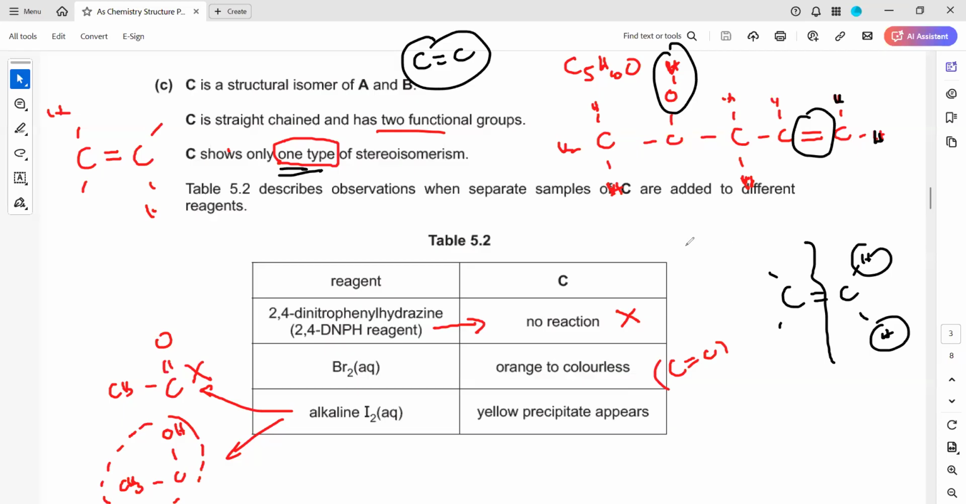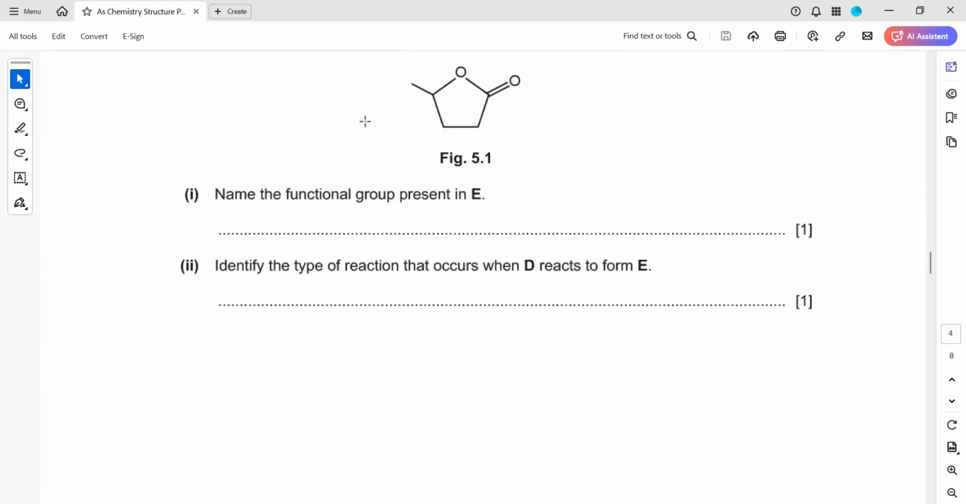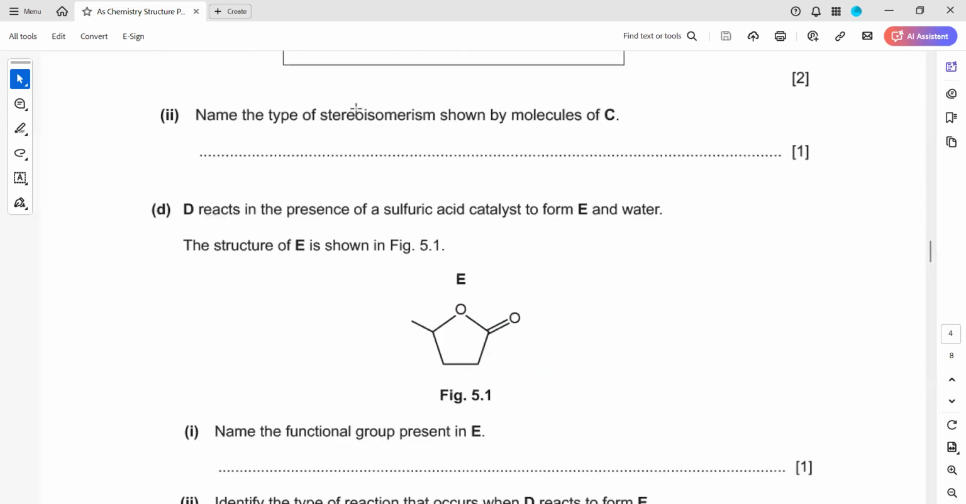It can have an optical isomer. How can it have an optical isomer? As you can see, the carbon at the center has 4 different groups attached. This is one group, this is a second group, third, and the fourth. So if 4 different groups are attached to a carbon, this will show an optical isomer. So no geometrical isomer because a carbon-carbon double bond is there at the end. So the type of stereoisomerism it will show is optical isomerism.